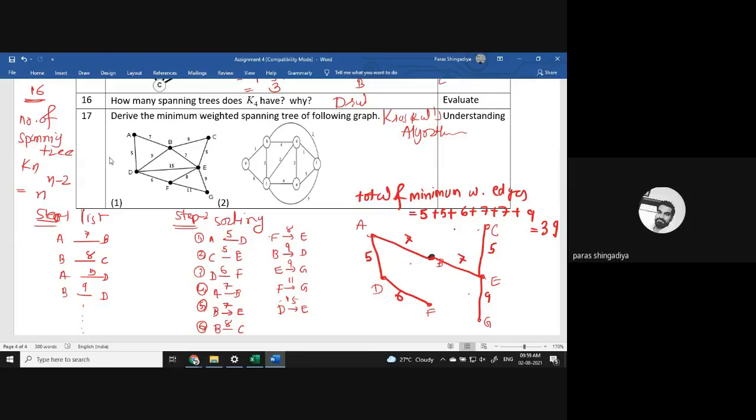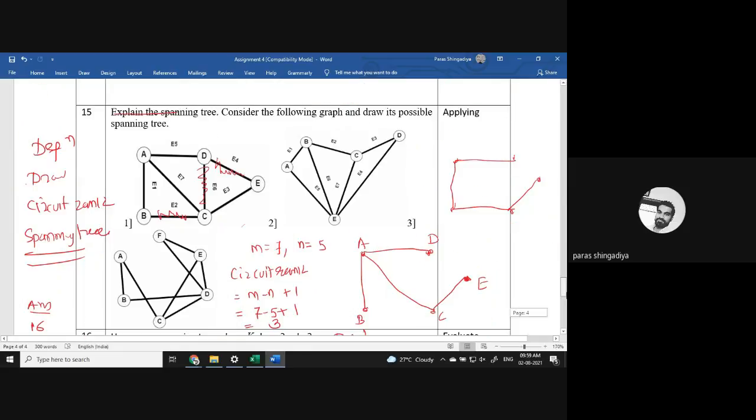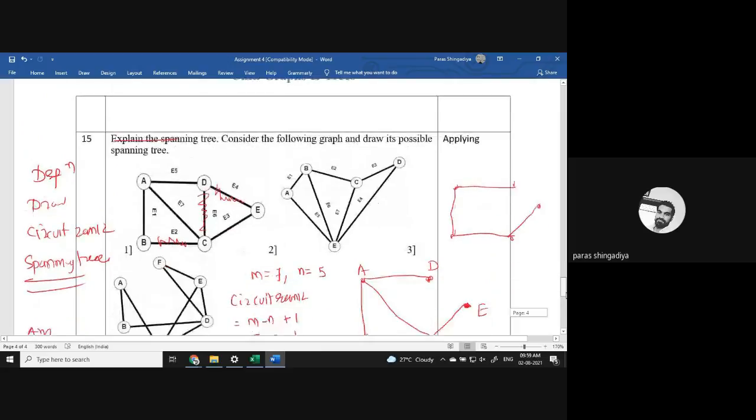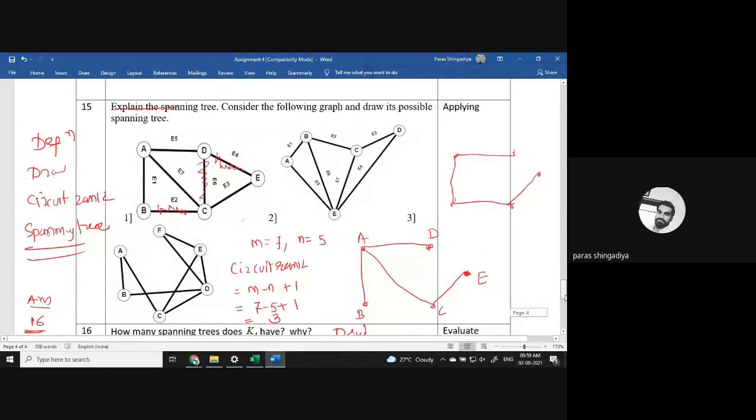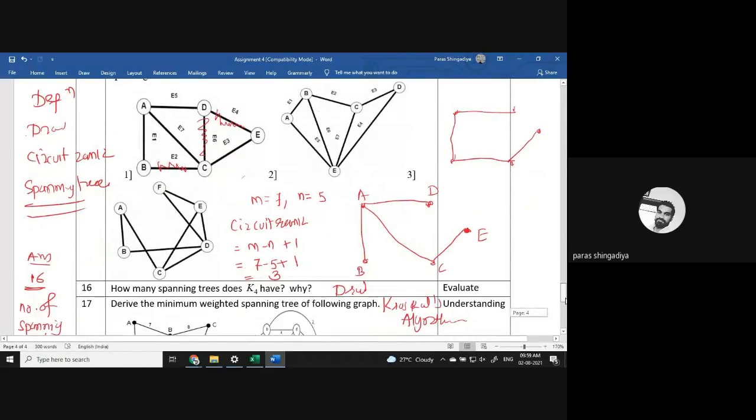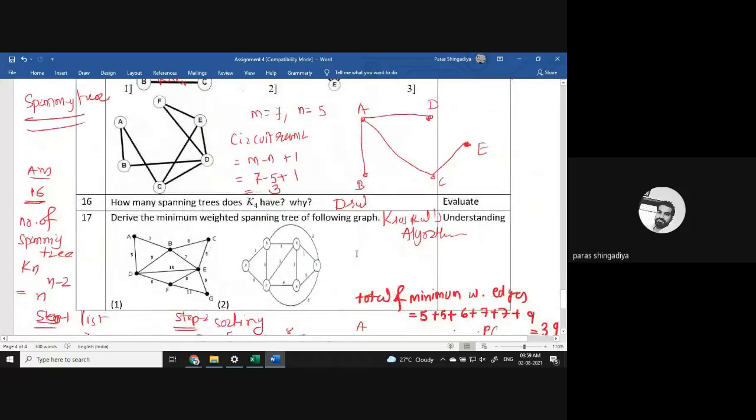Okay, complete this, that is for your homework. Clear? And we'll discuss that answer in the next lab. And also complete the graph of spanning tree. Add some more graphs if required, some more practice. Okay, create any arbitrary graph, include some arbitrary weights to the edges of this graph, and find out its minimum weighted spanning tree.